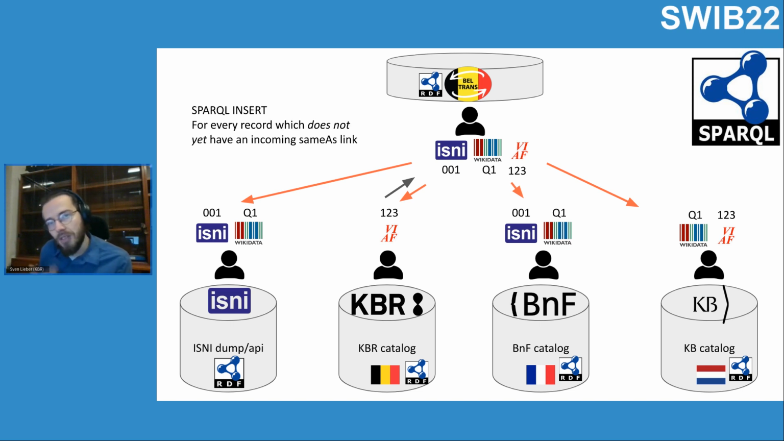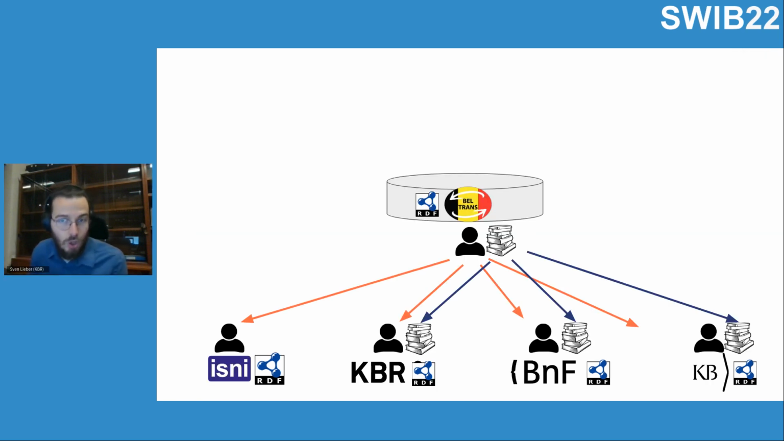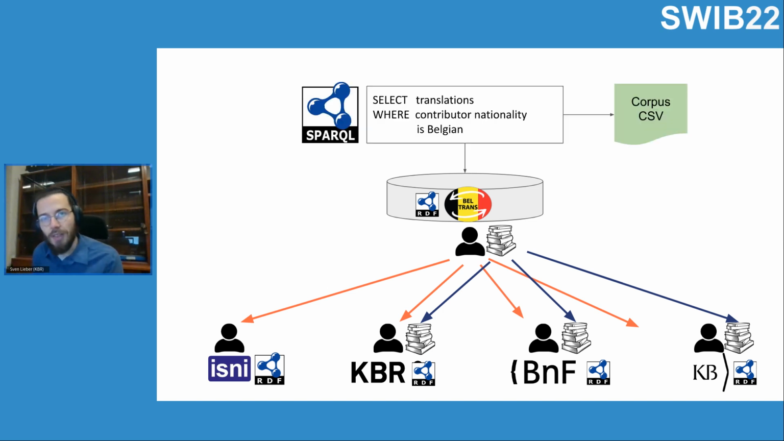And only after these update rounds are complete, we can start looking into making another SPARQL insert query for all the authorities of the KBR record, of the KBR catalog, which do not yet have the sameAs link. And this is how we proceed through all the different data sources. So we end up with an aggregated view of the data, all integrated, and we have the sameAs links, which means that now we can use SPARQL queries to get our actual research corpus.